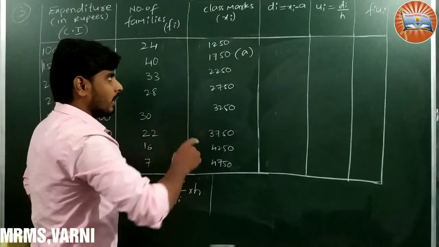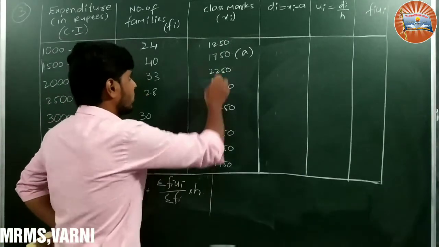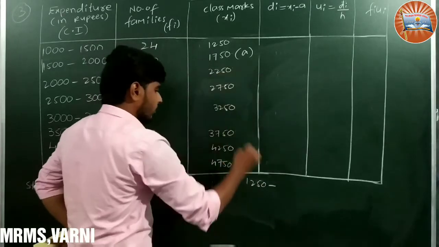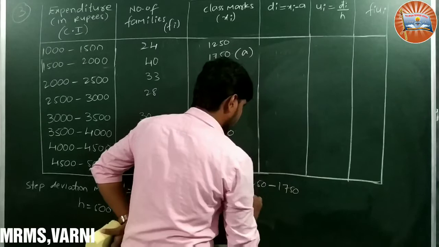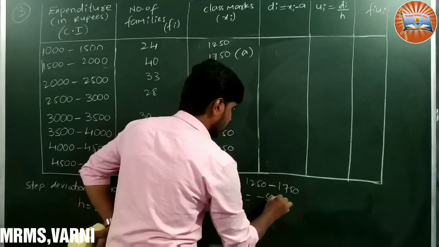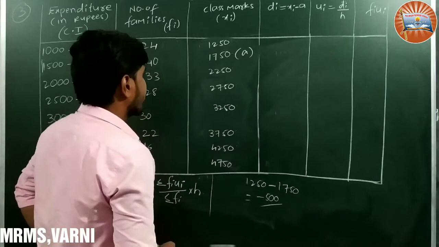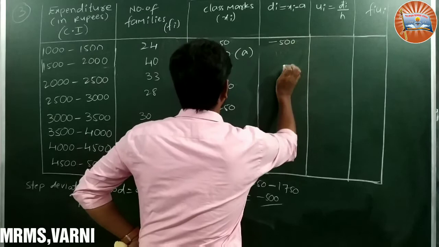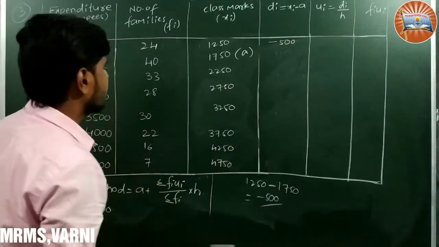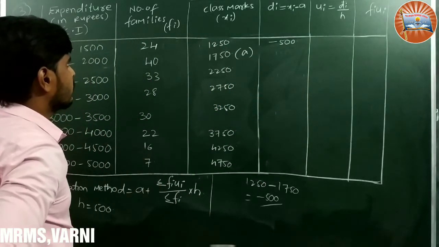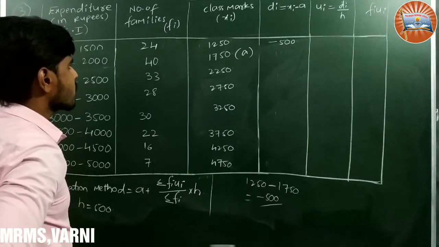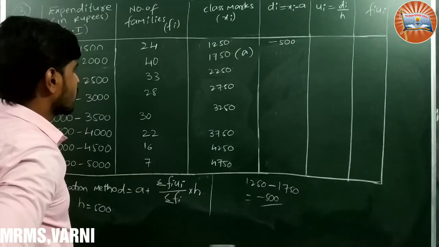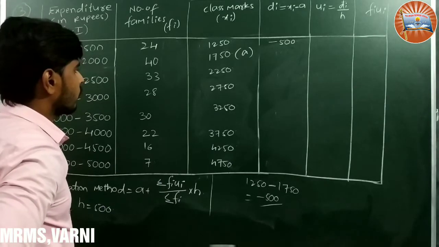Now what we do? Xi minus A we have to do here. So what is the Xi value? 1250. So 1250 minus the A value 1750. What is the value now? Minus 500. Is it 500? Yes, so minus 500. Is it clear? Minus 500 is the value.